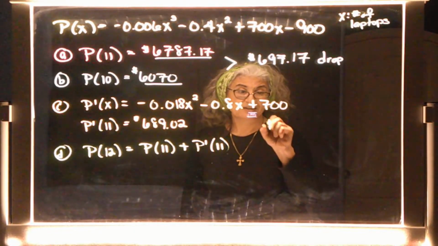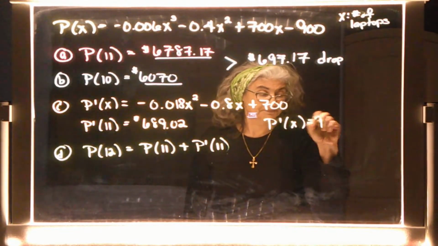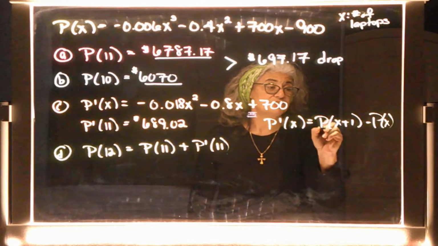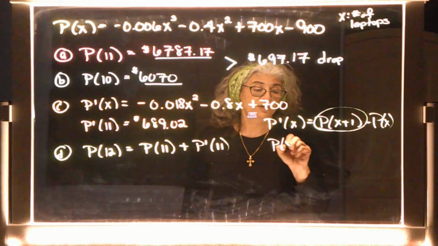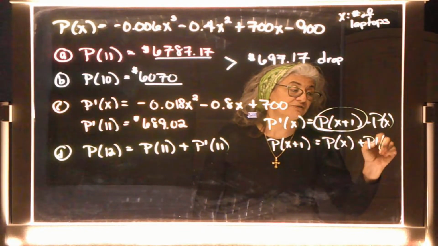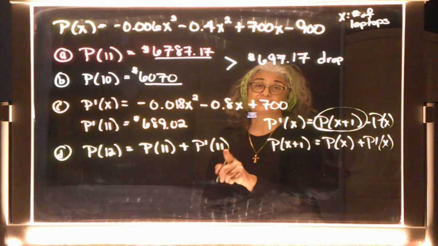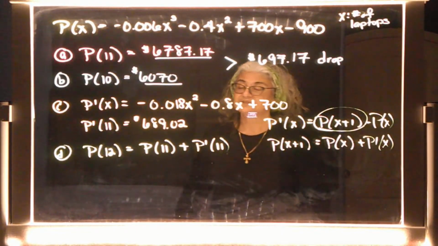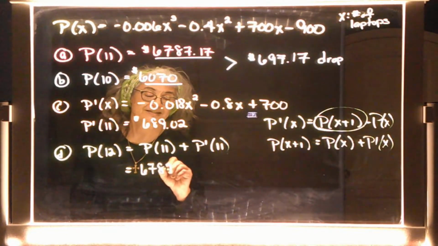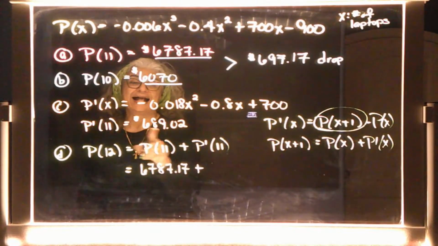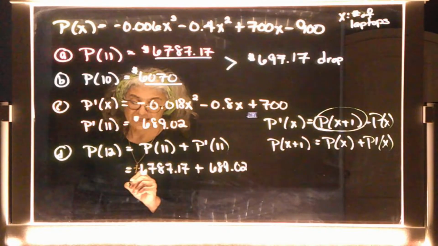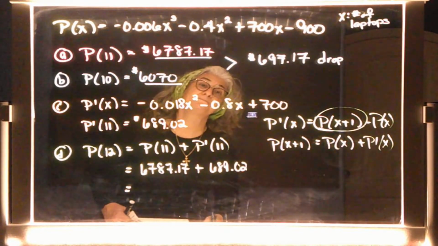They gave us this equation, and then I rearranged it to get the profit at X plus 1 by itself, which would have been the profit at X plus the marginal profit at X, which is exactly what we're doing here. Cool? Okay, so we're going to take the $6,787.17, add to it that marginal profit at the same amount of laptops, 11, and what do you get?